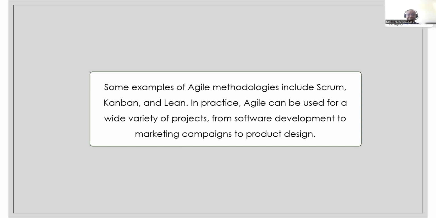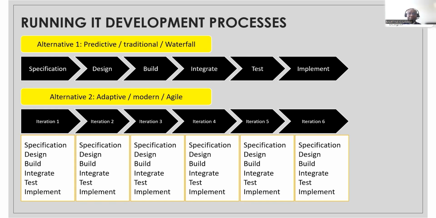In the same vein, some agile methodologies which we use in software or IT development processes are Scrum, Kanban, and Lean. However, in practice, Agile can be used for a wide variety of projects, whether in software development, marketing, or even product design.